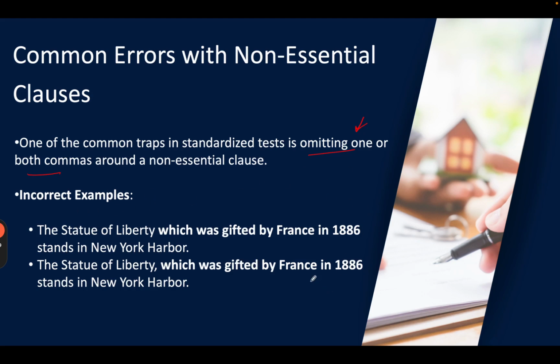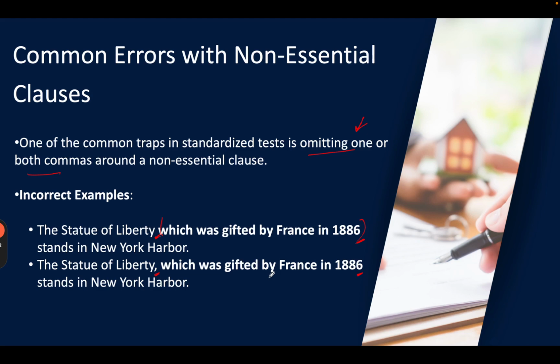Look at these incorrect examples. The Statue of Liberty, which was gifted by France in 1886. Now, in the previous slide, we did see that this information is basically extra. So not putting a comma over here would be incorrect. And putting just one comma and omitting the other will also be incorrect. So these are the incorrect type of options that you would find for such a question type.